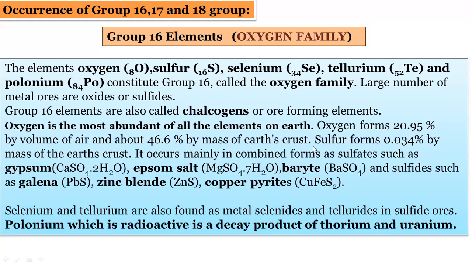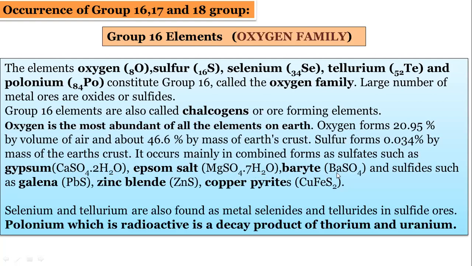But it is expected to remember what the ores of sulfates are. So gypsum has the formula CaSO4.2H2O. This is asked for the exam. Write the formula of gypsum. This is expected from the students. Epsom salt is magnesium sulfate with 7 molecules of H2O, MgSO4.7H2O.